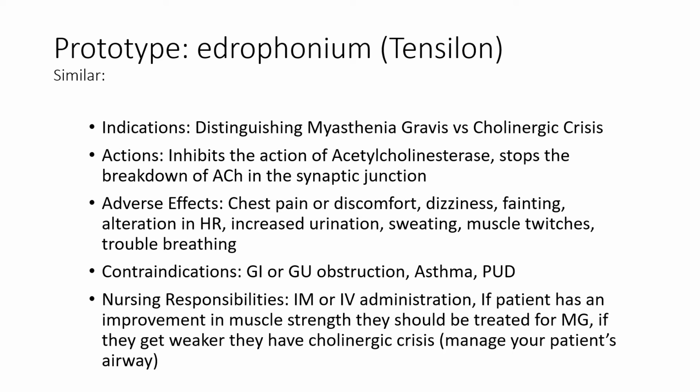What about a cholinergic crisis? Well, a cholinergic crisis means I have too much acetylcholine in my system all over. So if you have a cholinergic crisis, you're going to have tearing, drooling, bradycardia, hypotension, nausea, vomiting, diarrhea, abdominal cramps, all the symptoms of too much acetylcholine in the parasympathetic system.